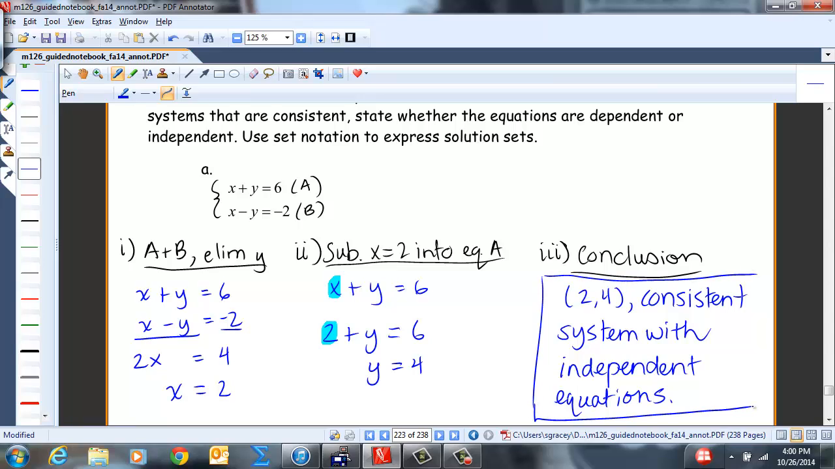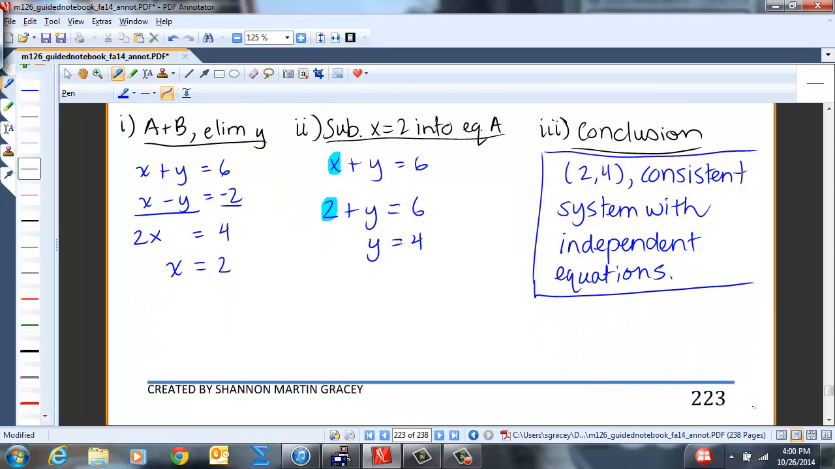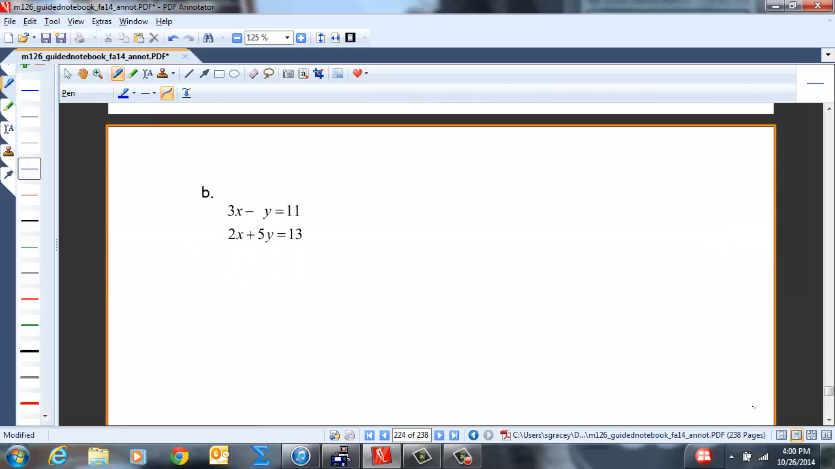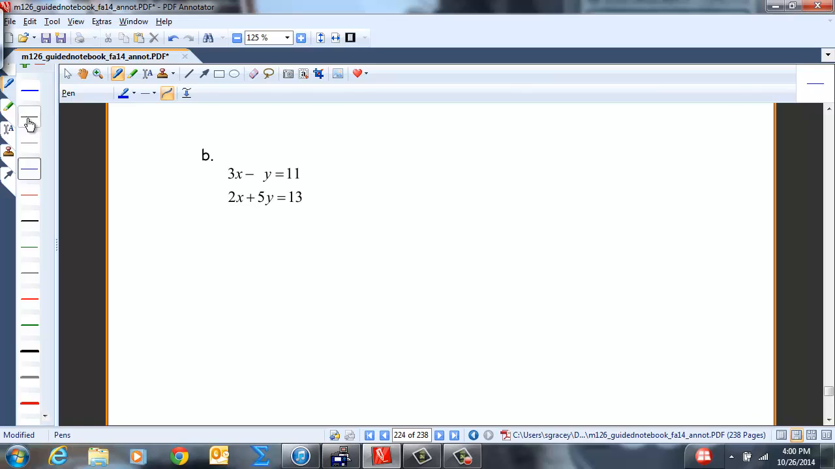All right, so let's see what fun stuff we have up next. Oh boy. All right, so here we go. With this system here, I think the easiest way to adapt it is going to be, well, what do you guys think? Tell me what you think. Yeah, that's what I was thinking. I was thinking 5 times equation A plus equation B, and that will eliminate our y's again.